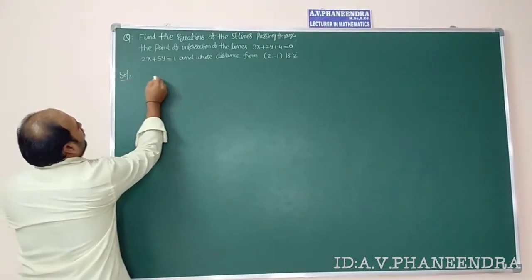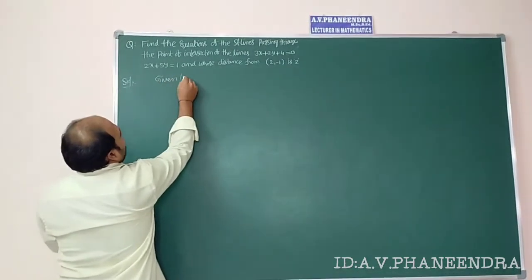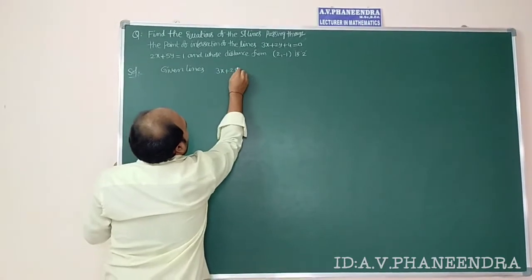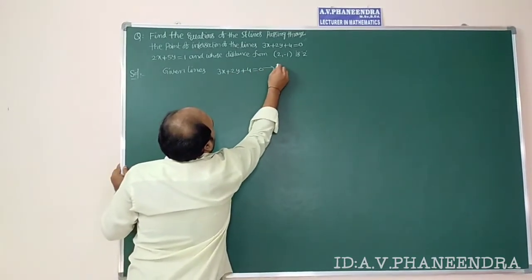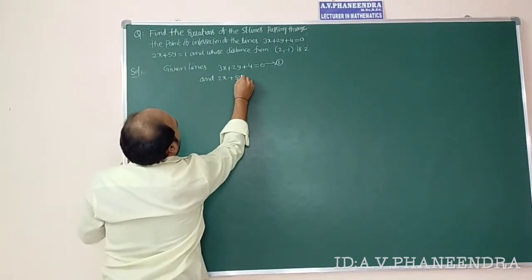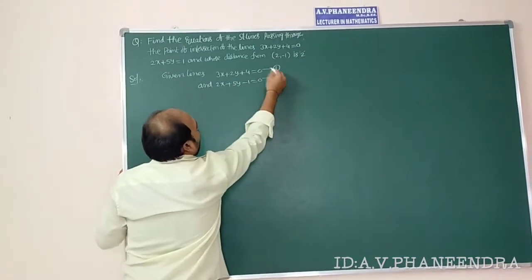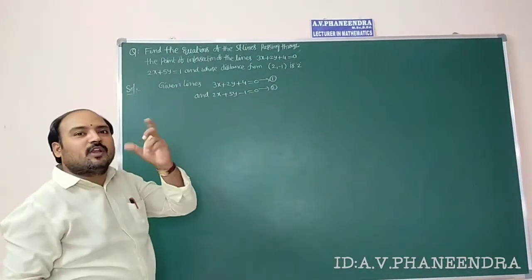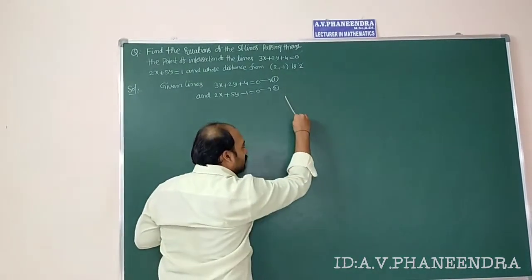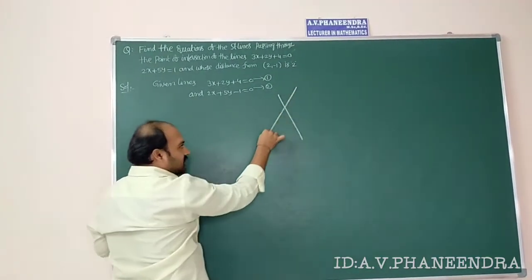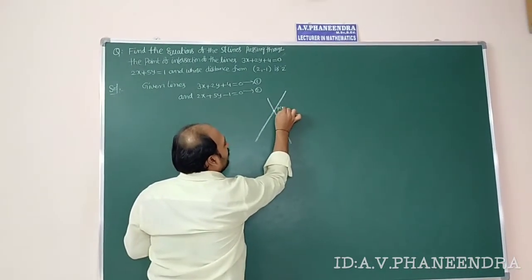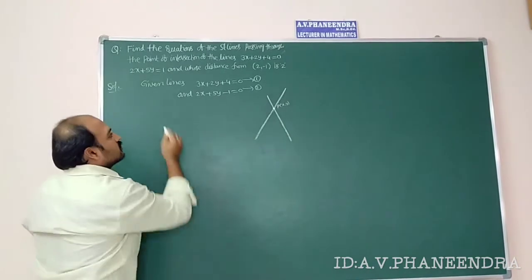First, we have to write the given lines. The first line is 3x plus 2y plus 4 equal to 0, equation number 1. And the second line is 2x plus 5y minus 1 is equal to 0, equation number 2. By solving these two equations, we can get the point of intersection. They mentioned the point of intersection of the lines, so observe the diagram also. These are the lines which are intersecting at what point? At this point P of x comma y, that we are going to calculate now. So solving 1 and 2.